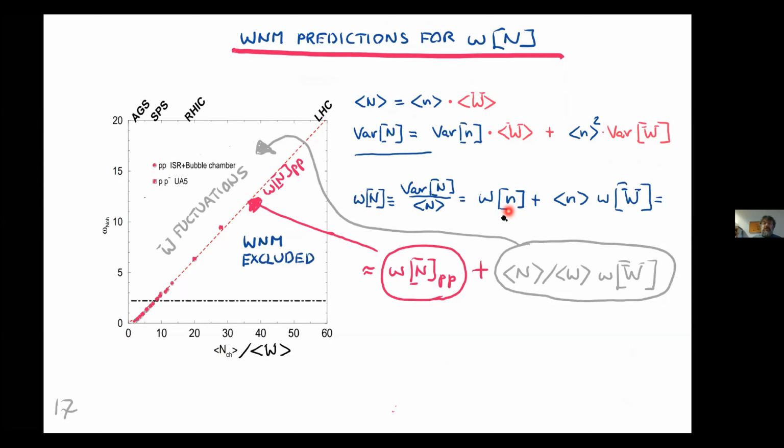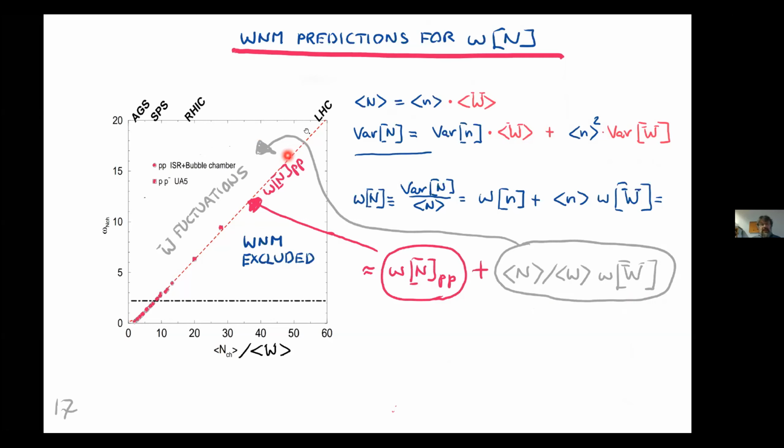You can do the whole procedure for PP collision, and you get the following relation. So it will be the scaled variance in PP. Instead of wounded nucleon, I talk PP collision, and then there will be a second unwanted term, which increases with the variation of the number of wounded nucleons. So the prediction for AA collision is that you have a lower limit, it's the PP line for the scaled variance. And then, depending on how large the variation in the number of wounded nucleons is, you go above this lower limit by this or another amount, right?